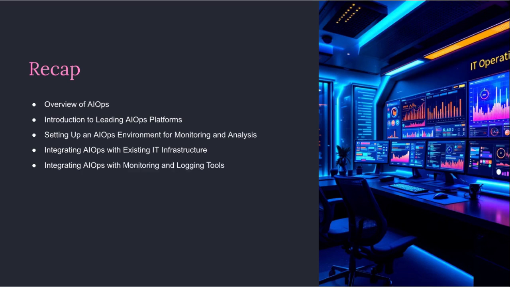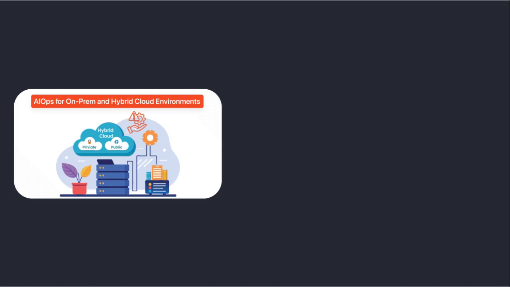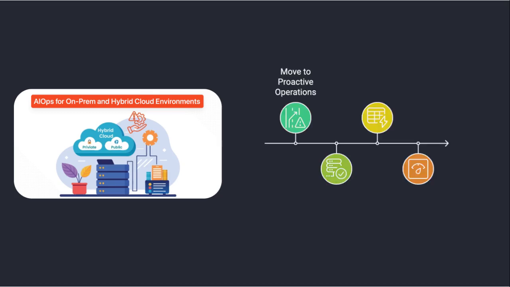We saw how AIOps connects to cloud services and container orchestration platforms like Kubernetes and Docker. Finally, we covered how AIOps supports hybrid cloud environments, providing unified observability and automated incident response. With AIOps, IT teams can move from reactive to proactive operations, improving system reliability, reducing downtime, and optimizing performance.